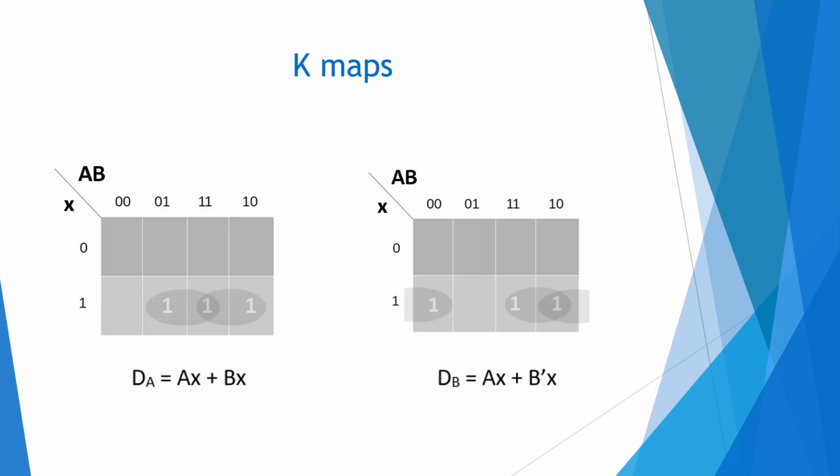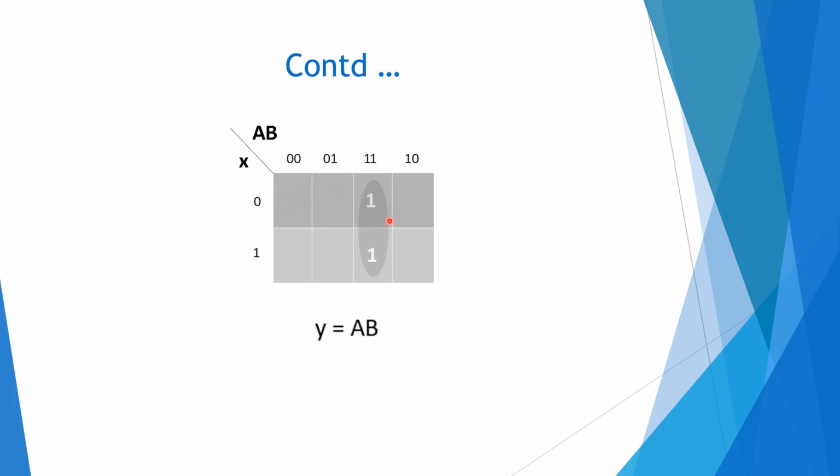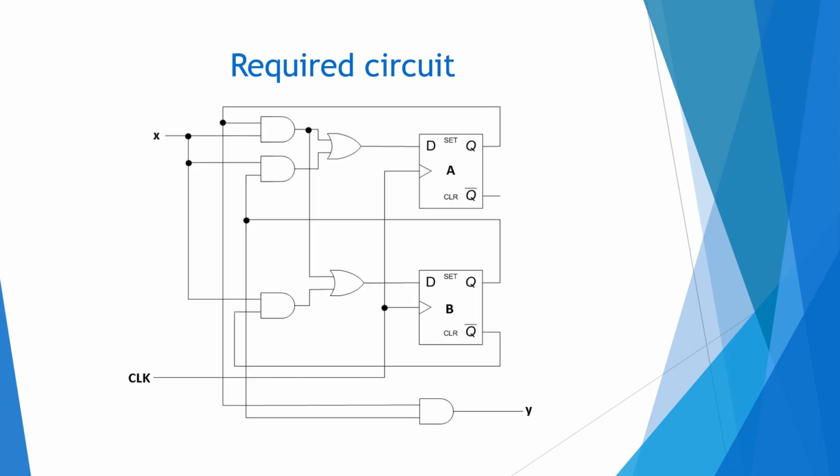And these are the K maps. This is the value for dA, that is the D input, dA equals AX plus BX, and dB equals AX plus B bar X. You can find these from the K map. The other values are 0, so Y equal to AB. So this is the required circuit, the sequence selector using D flip-flops.